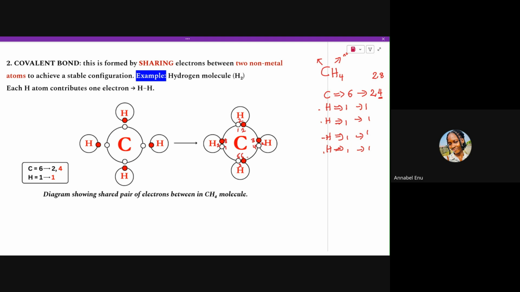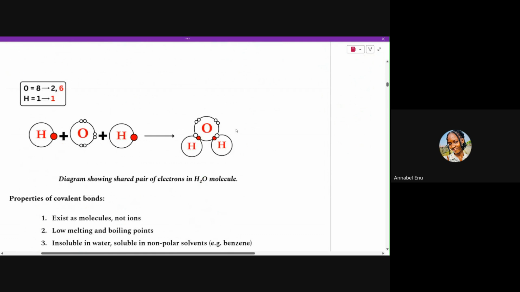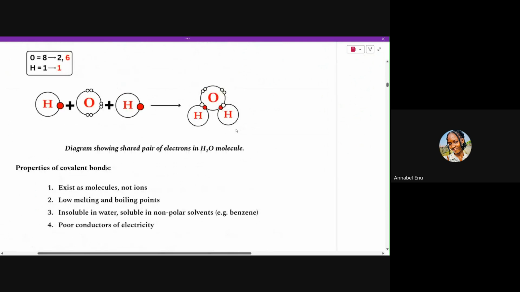Is anybody confused? Do you all understand? I see someone is raising their hand. Oh, okay. Obawumi was raising his or her hand. Okay, so that is for covalent bond. It has to do with what? Sharing of electron. The same thing happens in water.